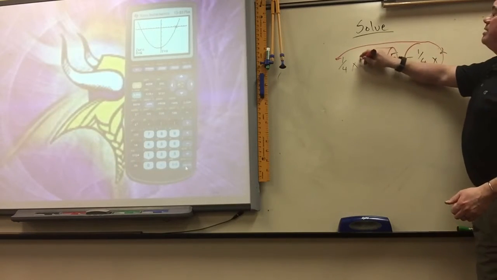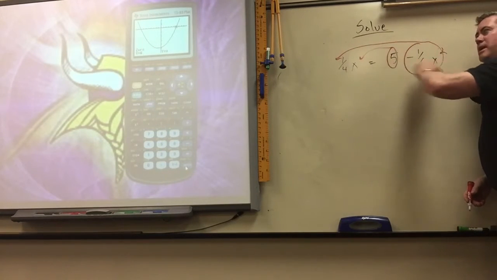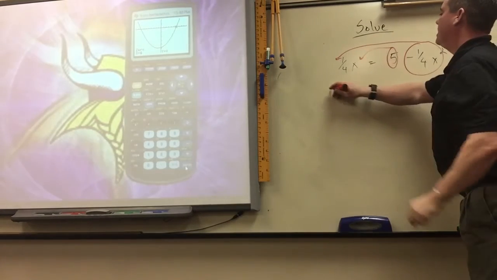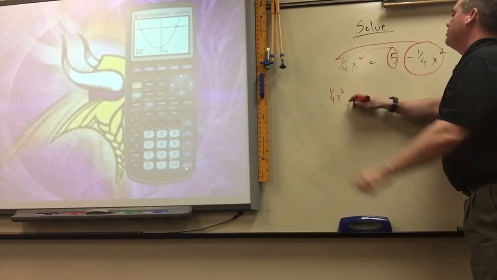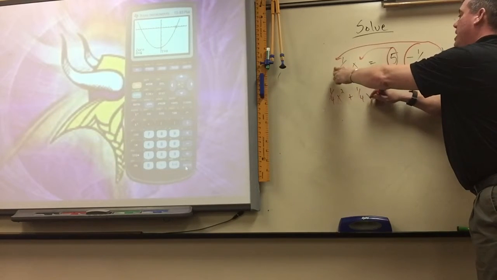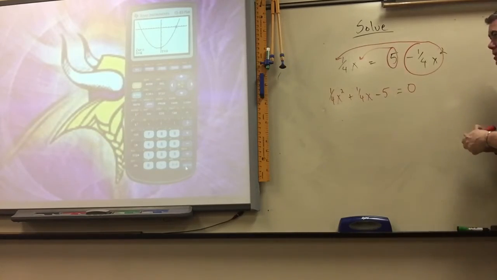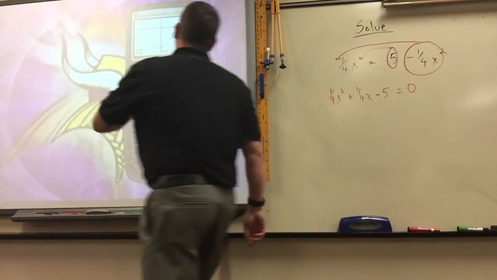here instead. But again, on the calculator, it doesn't matter. It's quicker just to move that one. So when I move this over, this would change from negative to positive 1/4 x squared. This is 1/4 x, and this would change to a negative 5. So type that one in there.